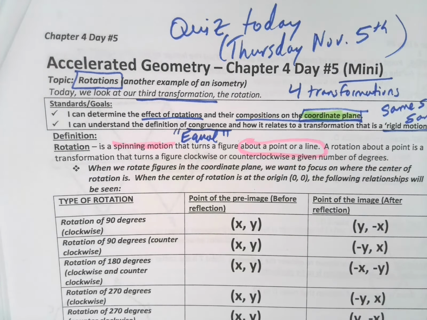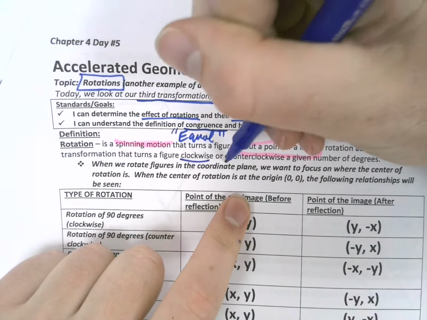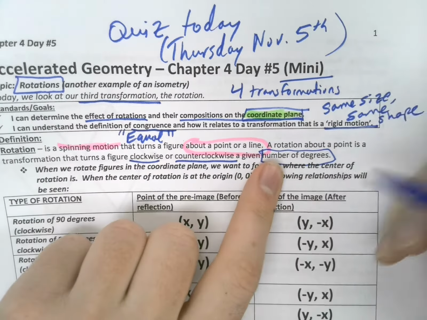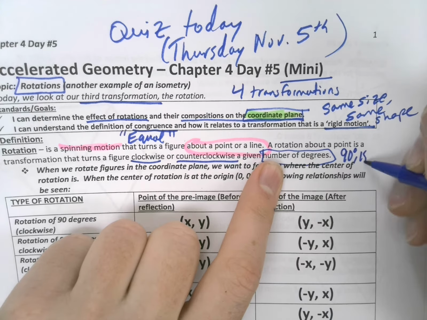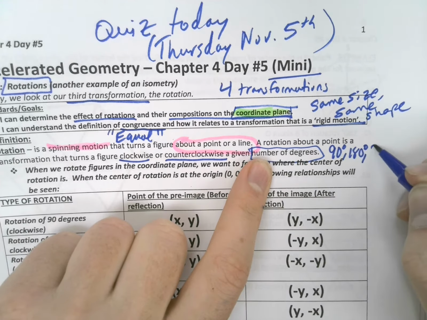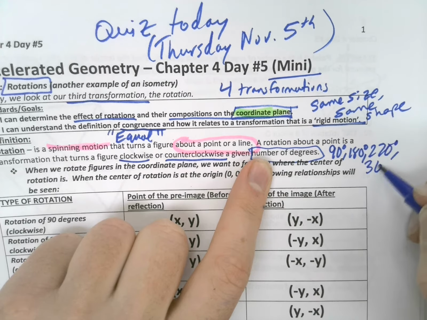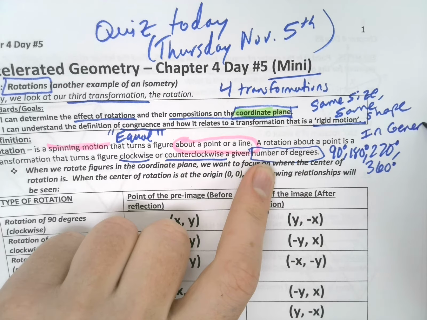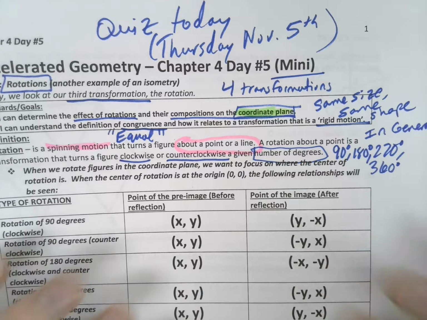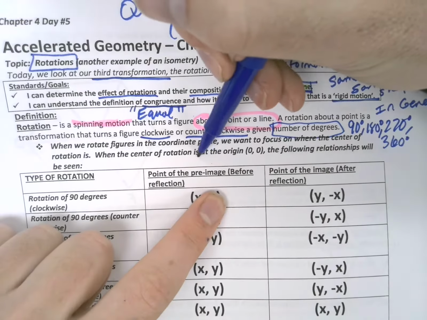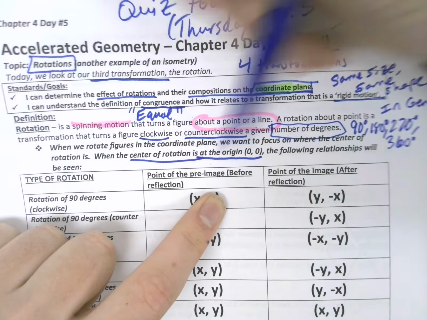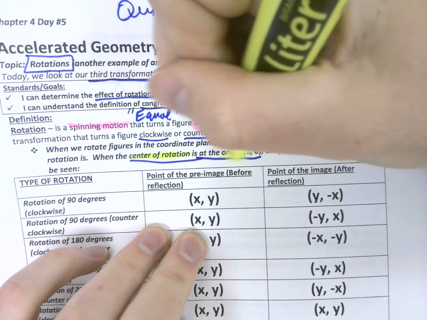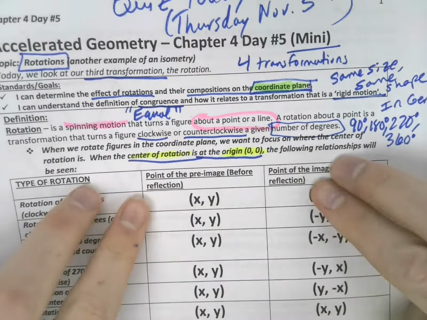We can turn it clockwise or counterclockwise based off the number of degrees. Generally, this is going to be 90, 180, 270, or 360. And we get to cheat a little bit here, guys. Whenever the rotation is around the origin, and I can't stress that enough, when the center of rotation is at the origin, 0, 0, we can see some patterns here.